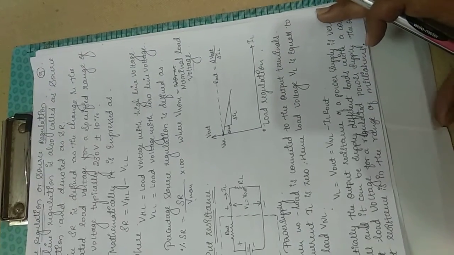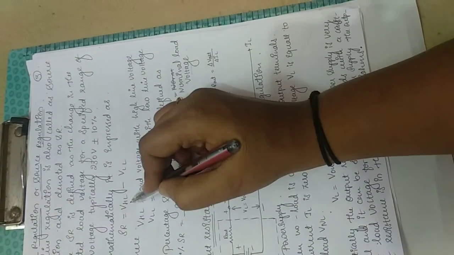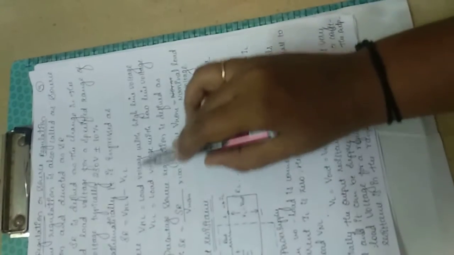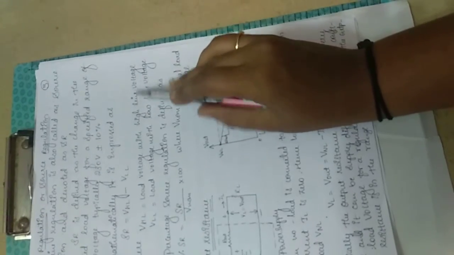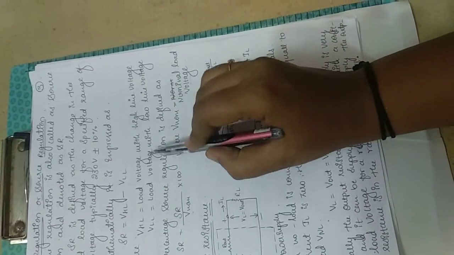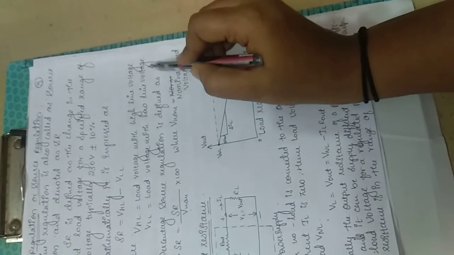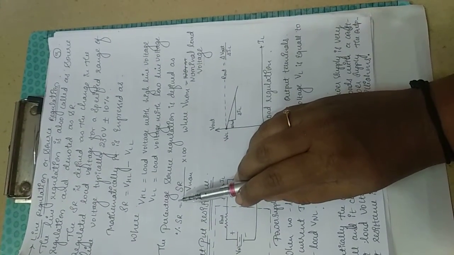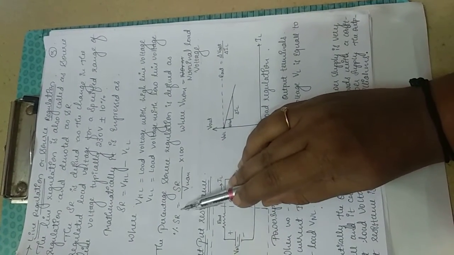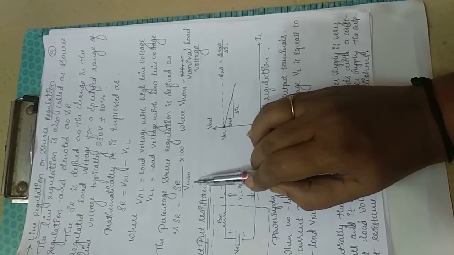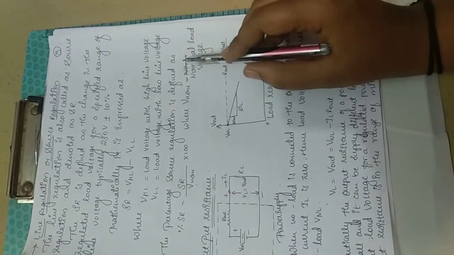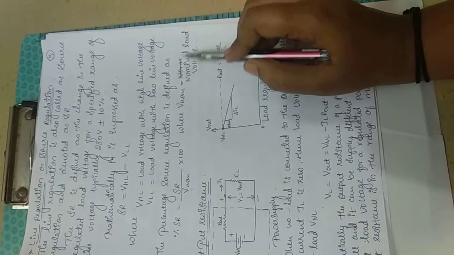It is represented mathematically as SR equals VHL minus VLL. VHL is the load voltage with high line voltage. VLL is the load voltage with low line voltage. Then the percentage of source regulation, that is percentage SR, equals SR divided by V norm into 100, where V norm is the nominal load voltage.